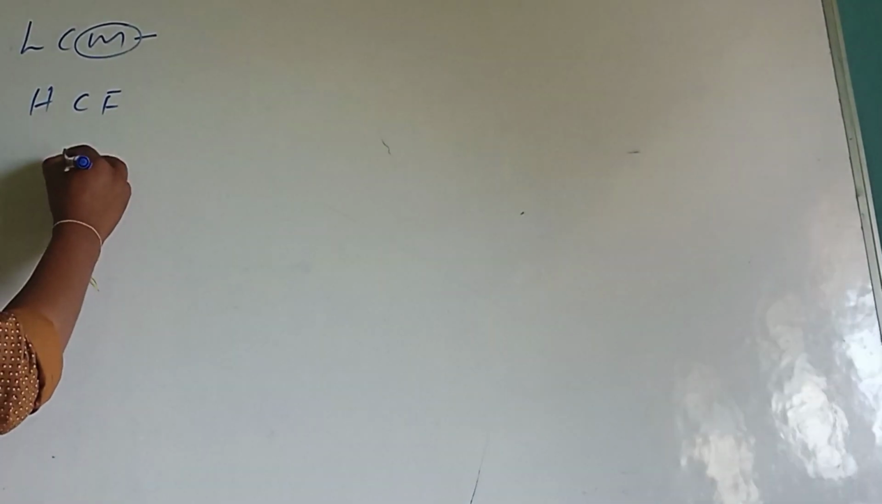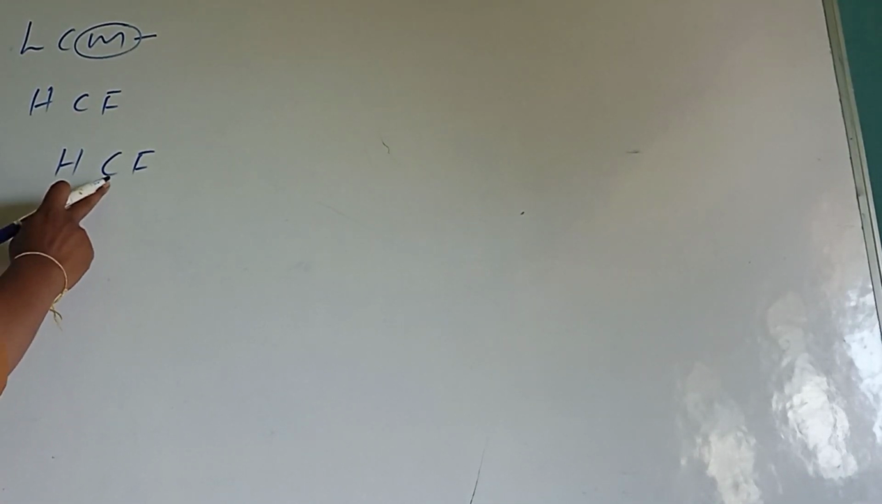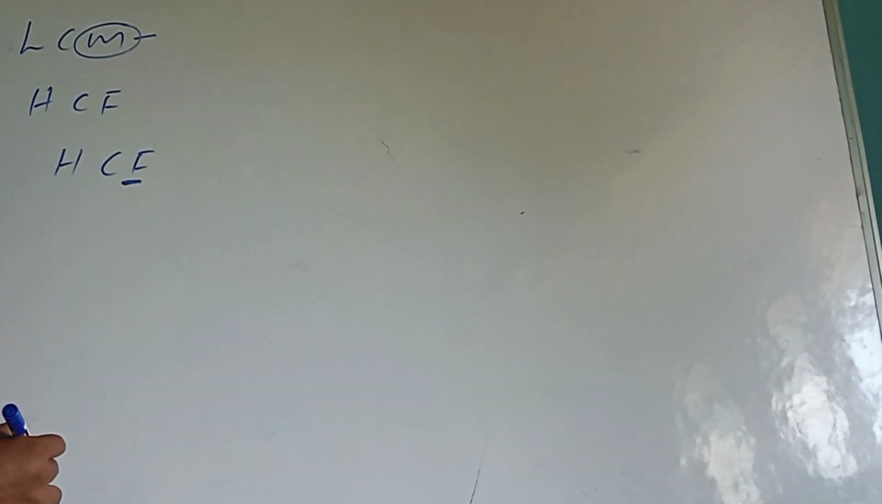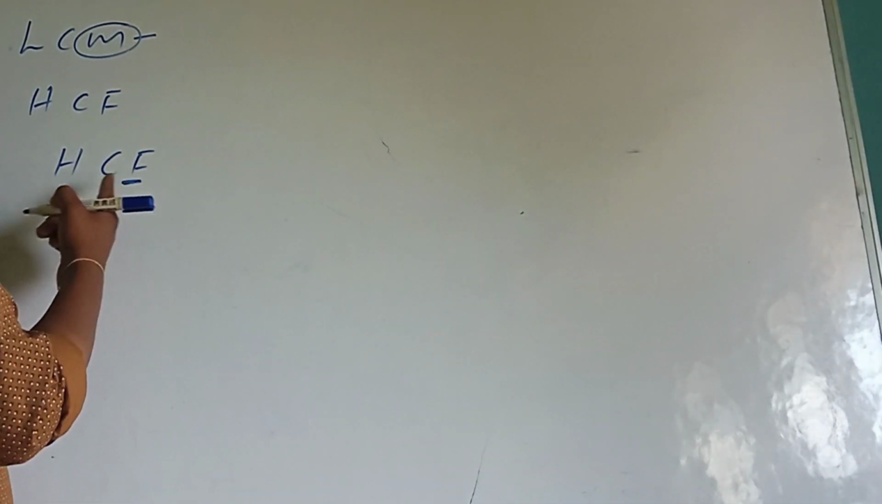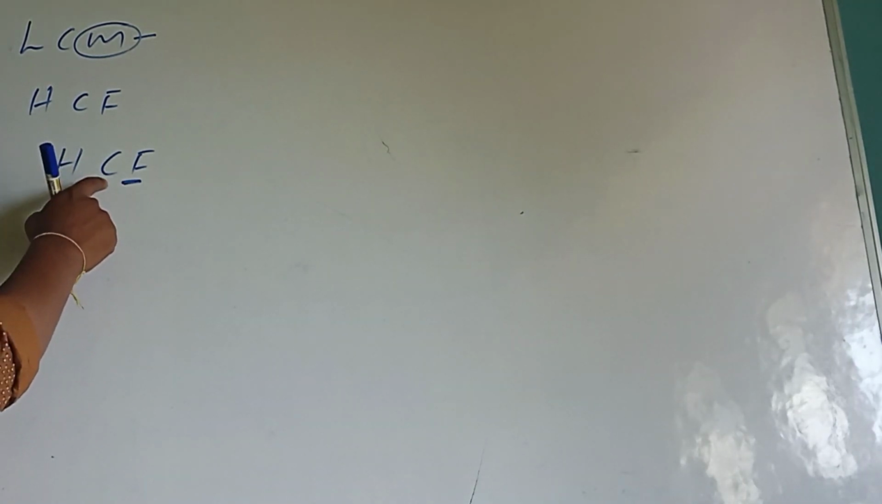Now we have to learn about HCF, the highest common factor. Yesterday in class we learned how to find the factors by using the divisibility rule. Among the factors, the one which is highest is the highest common factor. Now we take a simple example, then we can easily understand what highest common factor means.